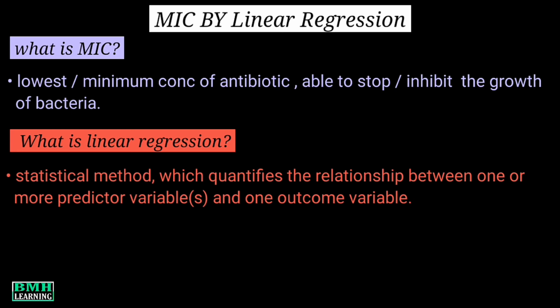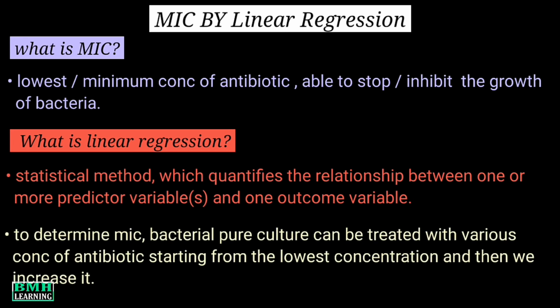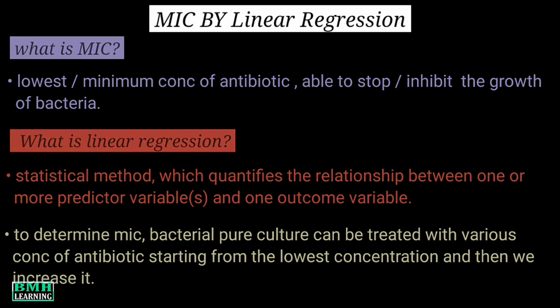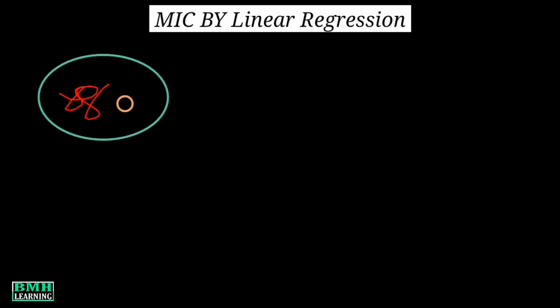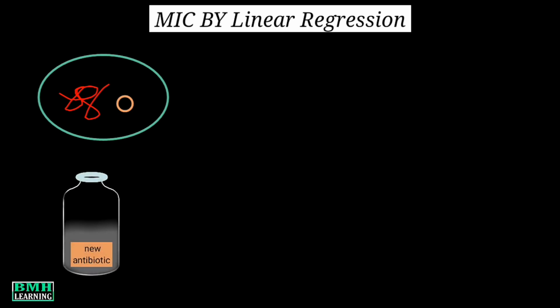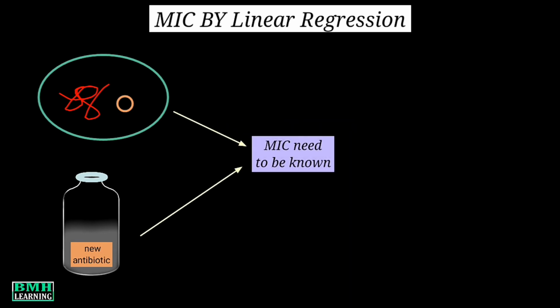So how is this going to be useful when it comes to minimal inhibitory concentration? In order to determine MIC, the bacterial pure culture can be treated with various concentrations of antibiotic, starting from the lowest concentration, and then we increase it. Let's suppose we discovered a new bacterial species and we don't have any idea about how susceptible it is to antibiotic like streptomycin. Or on the contrary, we can also have a new or unknown antimicrobial agent. In either case, we need to know the MIC.